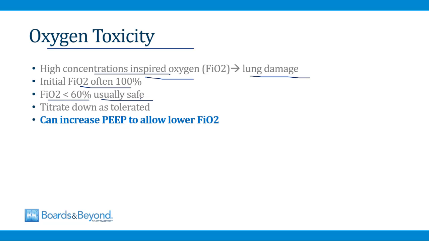So what you do is you slowly turn down the FiO2, checking arterial blood gases to make sure the patient remains well oxygenated. And remember what I said before, you can always increase the PEEP to increase oxygenation. So in patients who are difficult to oxygenate, sometimes you lower the FiO2 but raise the PEEP in order to get that patient to be well oxygenated and to keep the FiO2 down below the 60% level.